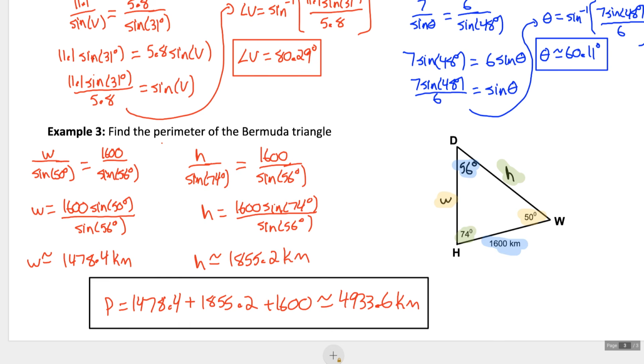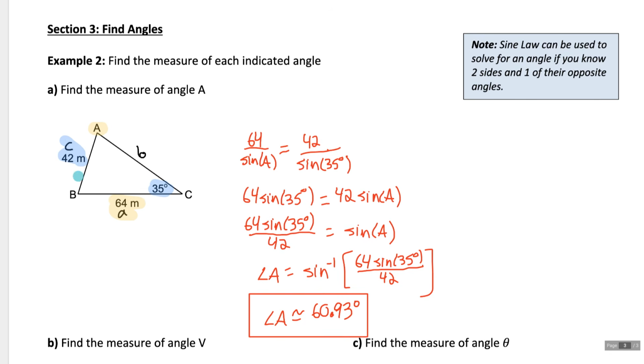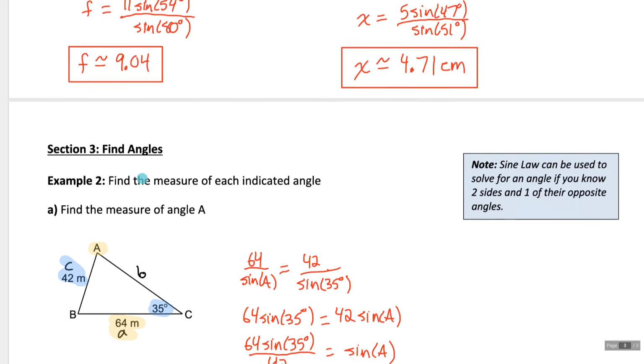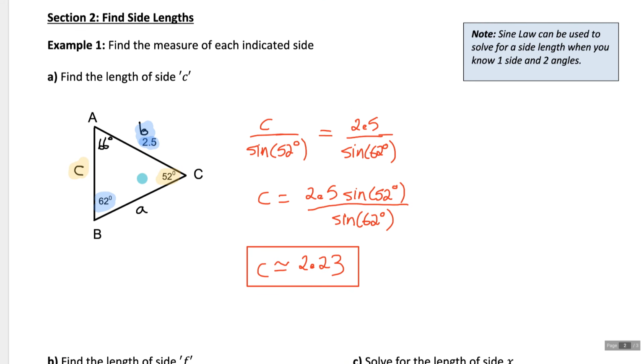So hopefully now you know that if you have an oblique triangle, you can't use SOHCAHTOA or Pythagorean theorem. You're going to have to use either sine law or cosine law. This lesson just focused on sine law, and it showed you how you can use sine law to find an angle if you know two sides and an angle opposite from one of those two sides. Or you can use it to find a side length if you know all three angles and one of the side lengths.